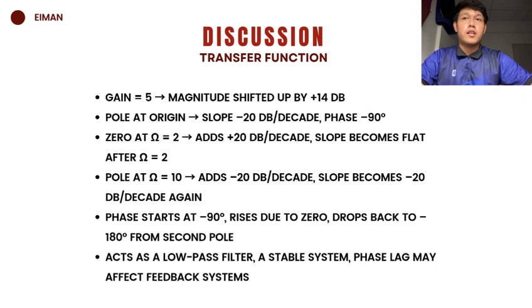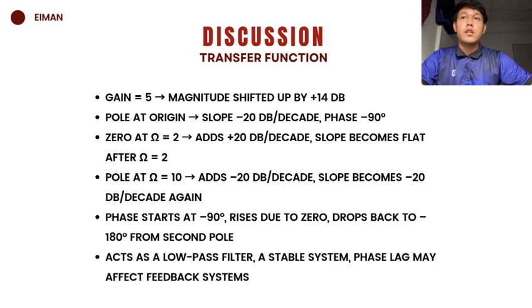As for the phase, it starts at negative 90 from the origin pole, increases due to the zero, then decreases again because of the second pole. Eventually, the total phase approaches negative 180 degrees. In terms of system behavior, this is a low pass filter. It allows low frequencies to pass and attenuates high frequencies. The system is stable and the phase lag could affect performance in a feedback control system.